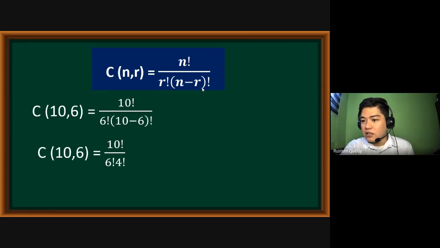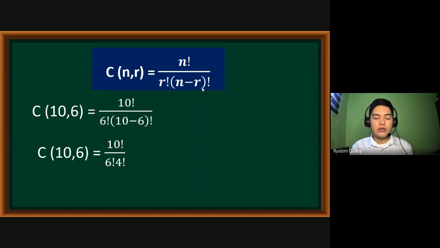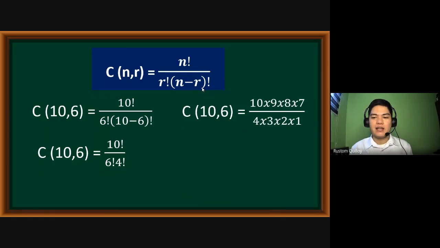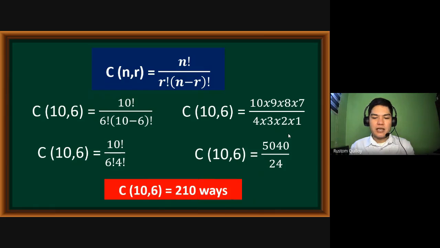Yes, hanggang sa 7 po, kasi between 6 and 4, ang alisin natin yung mas malaki which is 6. So hanggang kay 7 na lang. So we have 10 times 9 times 8 times 7 over 4 times 3 times 2 times 1. So yung 10 times 9 times 8 times 7 is 5,040. Yung 4 times 3 times 2 times 1 is 24. Dividing the two numbers, we have 210. Okay, so very good. 210 po ang sagot.